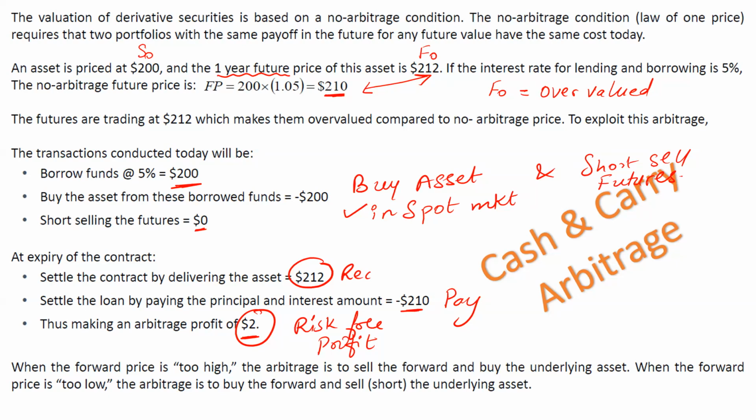So when the forward price is too high, how will you exploit this arbitrage opportunity? You will exploit this arbitrage opportunity by selling the forward or the futures contract, and you are going to buy the underlying asset in the spot market. This is known as cash and carry arbitrage. In the next slide, we will see what happens if the forward price or the futures price is lower than the no arbitrage forward price.